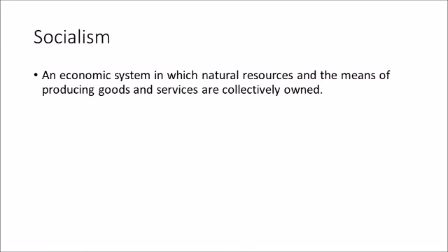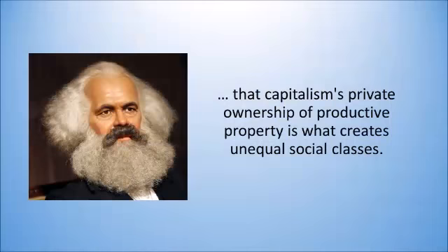Now that we have talked about capitalism, let's take a look at what socialism is. Socialism, an economic system in which natural resources and the means of producing goods and services are collectively owned. In a socialist economy, government limits the right of individuals to own productive property. Instead, the government owns and operates factories, offices, and farms, claiming to do so in the interest of the people as a whole.